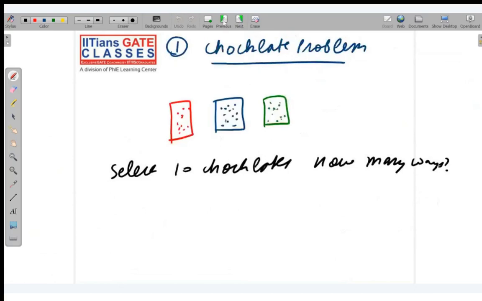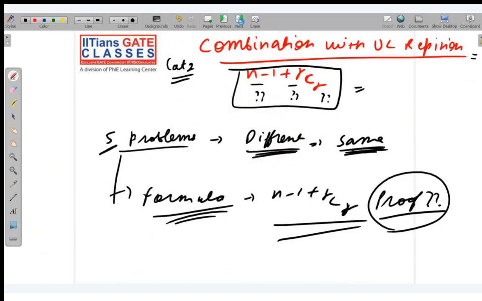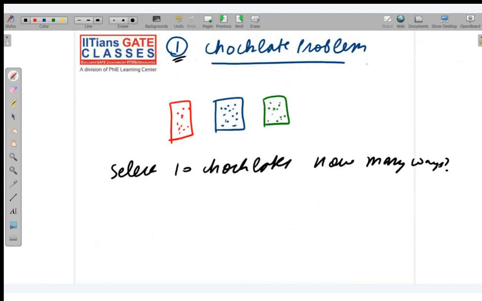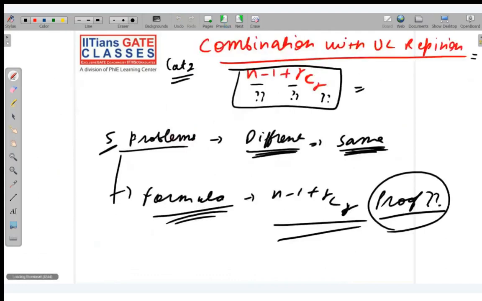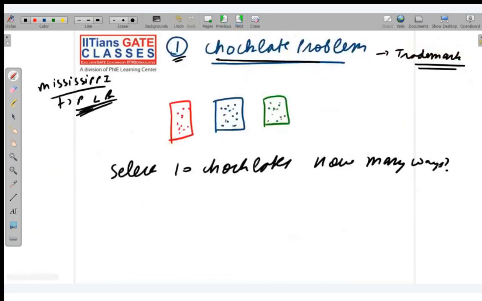Next, we will study 5 problems now. The very first problem is the chocolate problem, and the chocolate problem is your trademark problem. Like we have studied the Mississippi problem. The Mississippi problem was the trademark for permutation with limited repetition. Same here, for combination with unlimited repetition we will use the chocolate problem. That is your trademark problem.